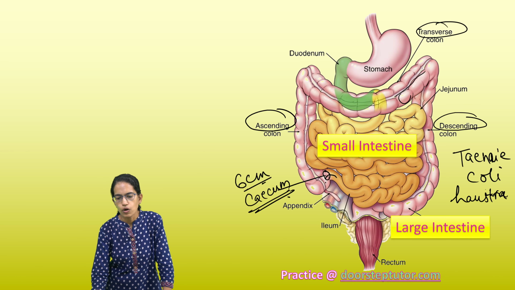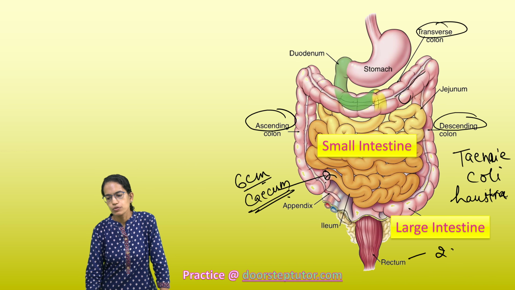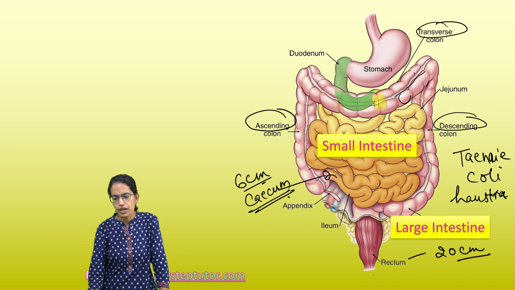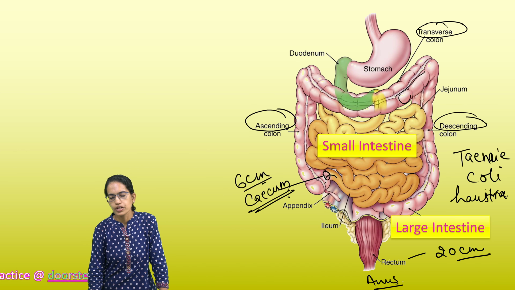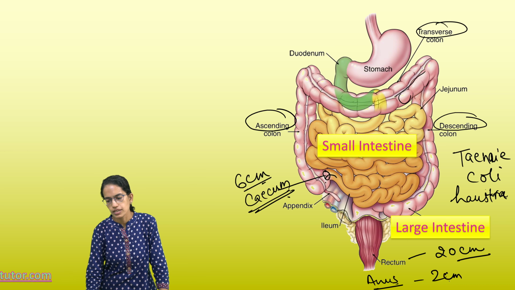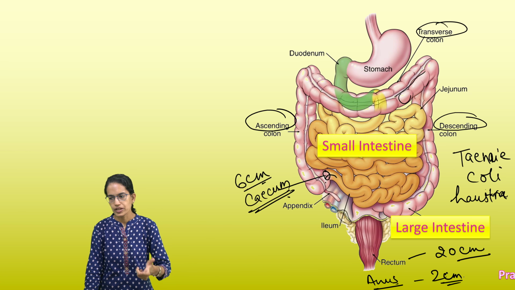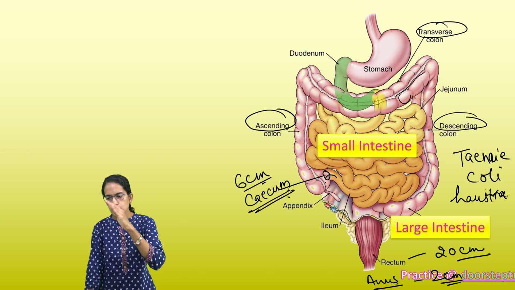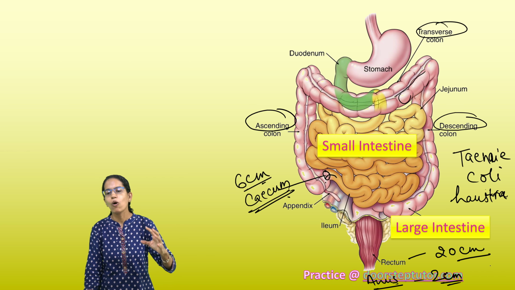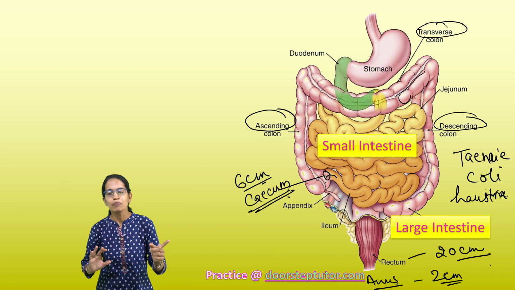The colon opens into the rectum which is around a 20 centimeter long structure, finally into the anus, which is around 2 centimeters and has a sphincter which controls the movement. It is the external and the internal sphincter which is related to it. So this was a quick recap of the small intestine and the large intestine.